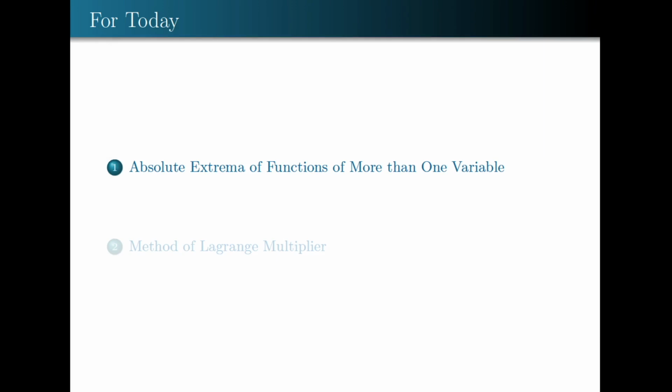In the previous videos, you have learned how to compute for the relative or local minimum and the local maximum of a function of more than one variable. This time, we will learn what an absolute maximum and an absolute minimum of a function of more than one variable is and how to compute them. So let us begin by defining the absolute extrema.